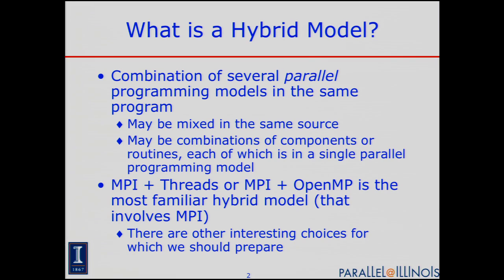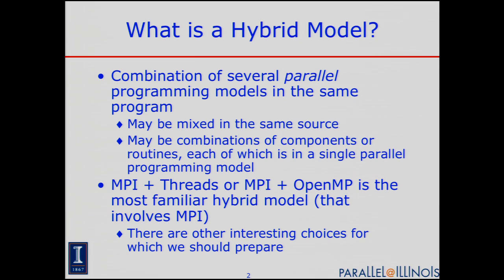By hybrid model, we just mean that you're combining several parallel programming models, or maybe I should in fact say systems, because most of the things that we use today are themselves combinations of multiple, what at least a theoretician would consider a programming model. So for example, MPI is not just message passing, it includes other sorts of programming models in a bigger programming system. And you may mix this in the same source, you may have combinations of components.